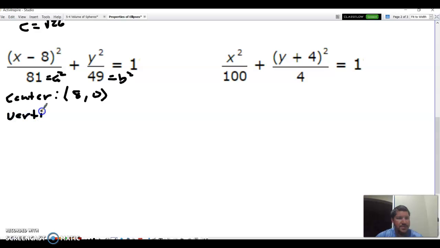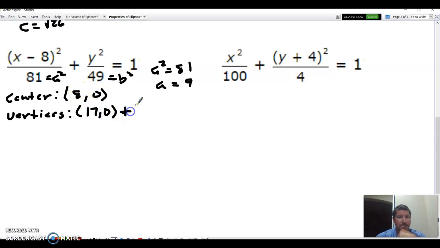So my vertices, so a along the x-axis is going to be 9. Right? A squared equals 81, so a equals 9. So that's going to be along the x-axis, distance from center. So if I add 9 to 8, I get 17, 0. And if I subtract 9 from 8, I get negative 1, 0.